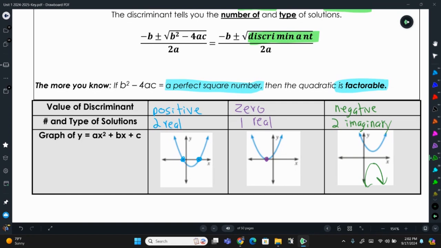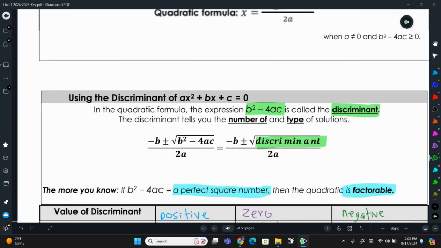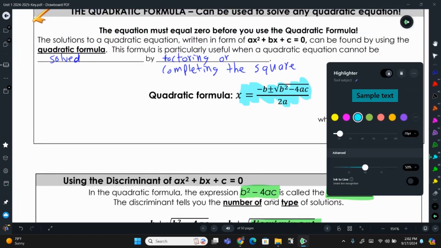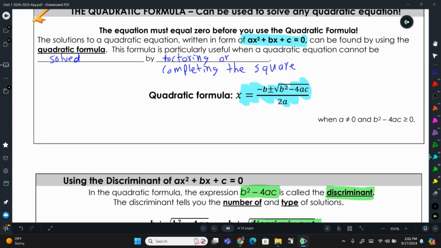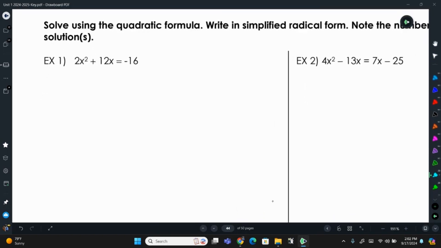So let's look at these examples down here where we're going to solve using the quadratic formula and note the number and type of solutions. So we're going to use that discriminant. Now, the quadratic equation must equal 0. Up here, probably should have highlighted it. Must equal 0. So our first example does not equal 0. So let's add 16 to both sides. That will get us 2x squared plus 12x plus 16 equals 0.